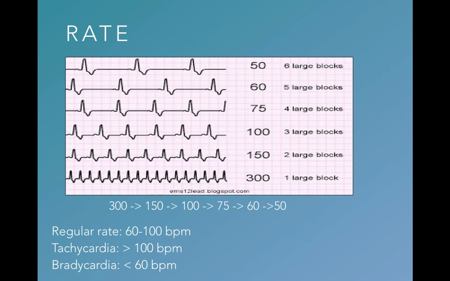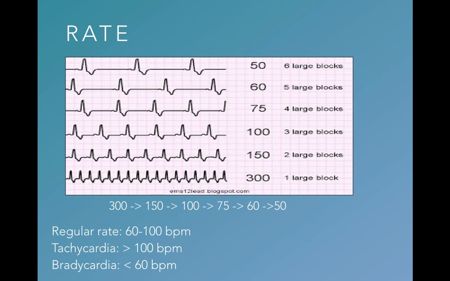So let's start looking at the picture from the bottom where it says 300. So that's one large block between every R to R interval. And the easiest way to do it is to find an R wave that starts on the bold line, or the beginning of a big box. So if you look at that interval and only see one large box between the two R waves, then obviously this patient's tachycardic. But if you calculate that out, it ends up being 300.